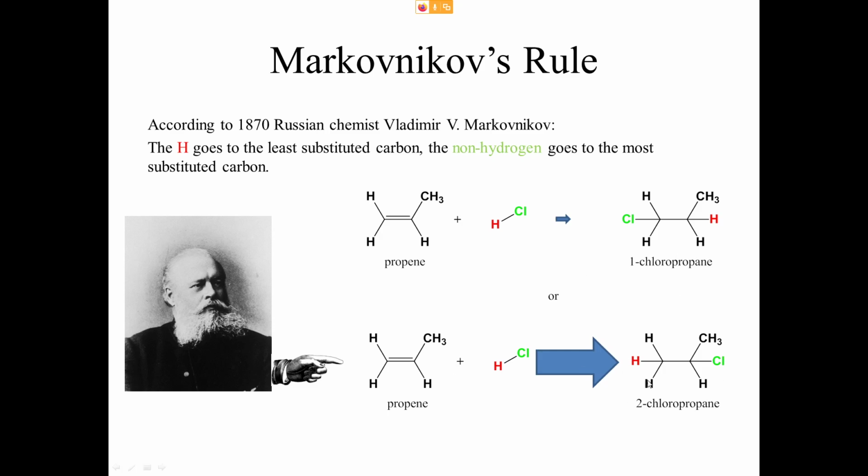So most of the time, about 99% of the time or greater, you're going to make the Markovnikov's major product. We're going to follow Markovnikov's rule. So this is the major product, where the asymmetrical double bond has added to it an asymmetrical molecule, and the carbon that has the most hydrogens gets the hydrogen. That's the rule we'll follow.